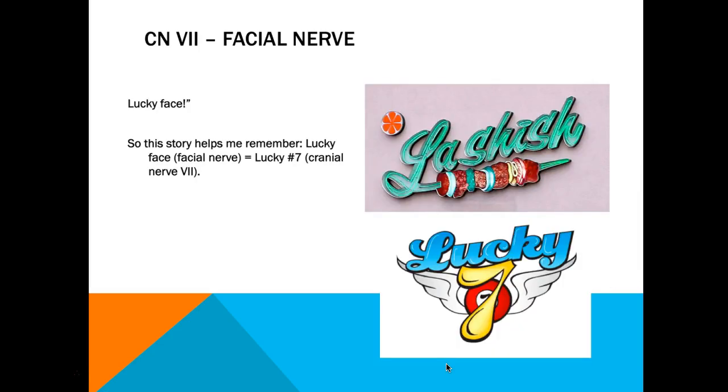So the way I remember this, cranial nerve number 7 being the facial nerve, is when I went to this Mediterranean restaurant that no longer exists in Michigan called Lashish. I was sitting with my friend, and the waiter comes over and he says, "How old are you?" And I say, "Oh, I'm 17. I'm feeling, like, oh, I'm about to graduate high school and go to college, feeling all mature." And the waiter says, "Huh, I thought you were 15. Lucky face." And I thought, what does lucky face mean?